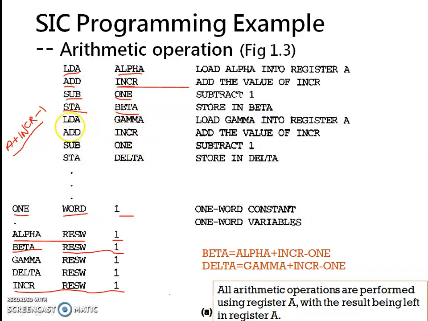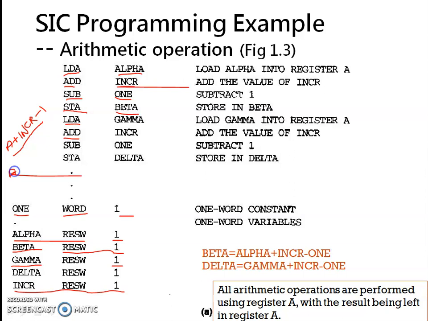Then LDA gamma. Again LDA, what does that mean? Load the value to the accumulator. So gamma is reserved for one word information, and that value will be loaded to accumulator. Again ADD INCR. So this also, some value will be there in the accumulator.